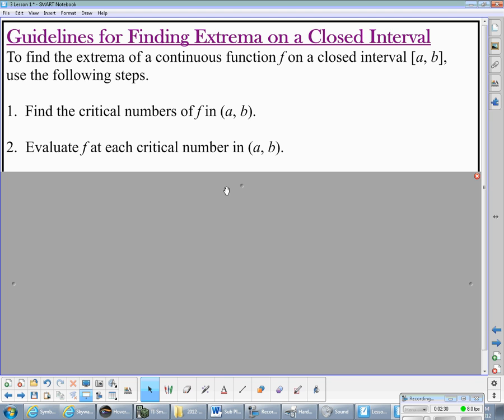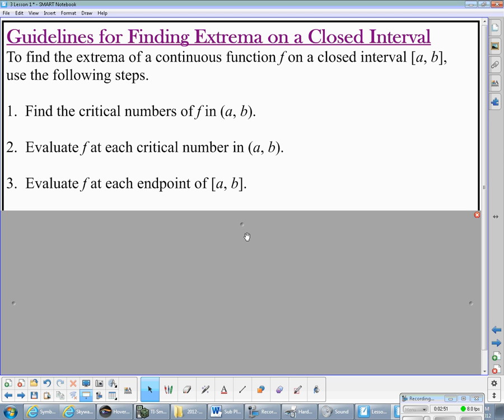So then step two is to evaluate f at each critical number in (a, b). Now again, we are dealing with finding these absolute extrema on a closed interval when we don't have the graph. So it's very important to understand that too. Step three is to evaluate f at each endpoint, so at a and at b. So at each endpoint of the interval (a, b). So basically f of a and f of b.